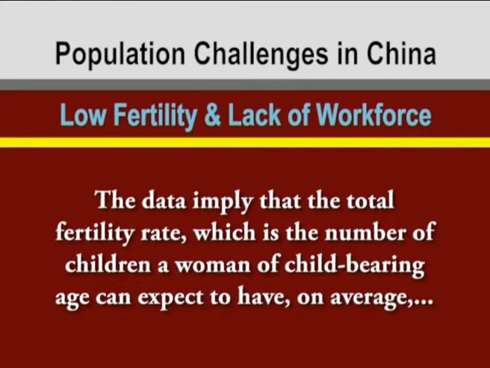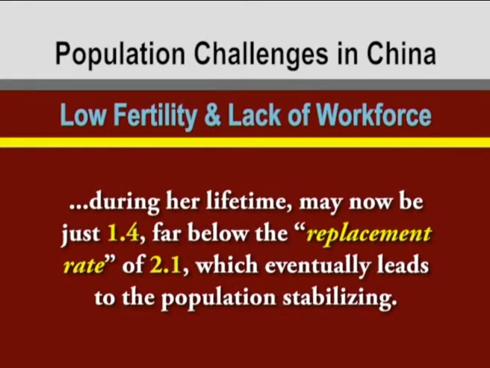The data imply that the total fertility rate, which is the number of children a woman of childbearing age can expect to have on average during her lifetime, may now be just 1.4, far below the replacement rate of 2.1, which eventually leads to the population stabilizing.